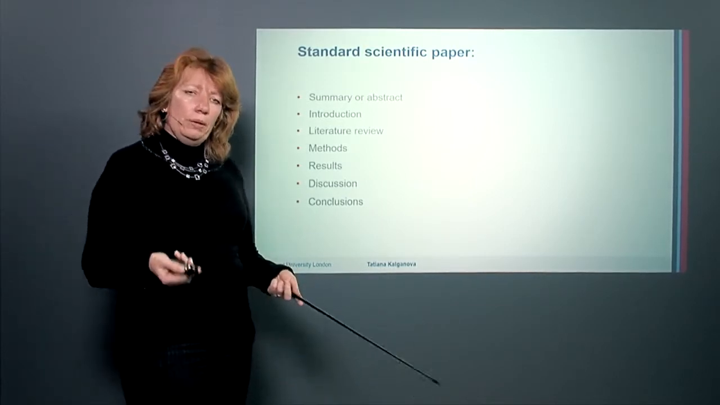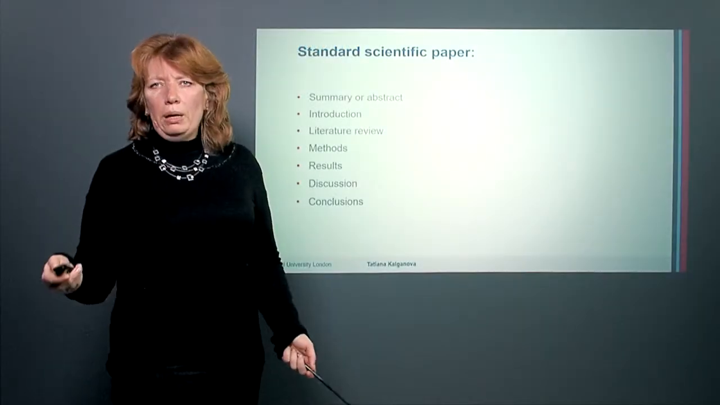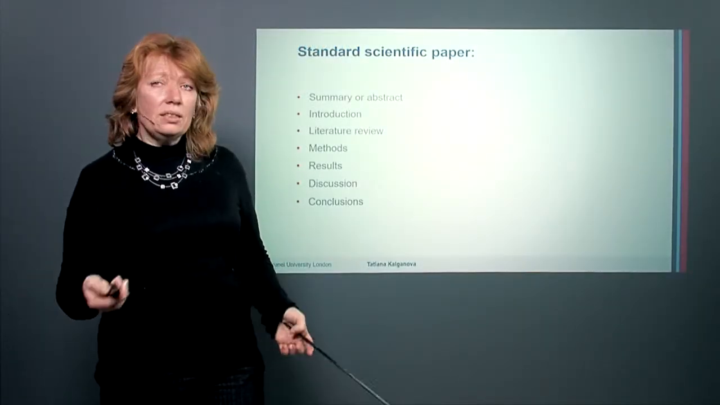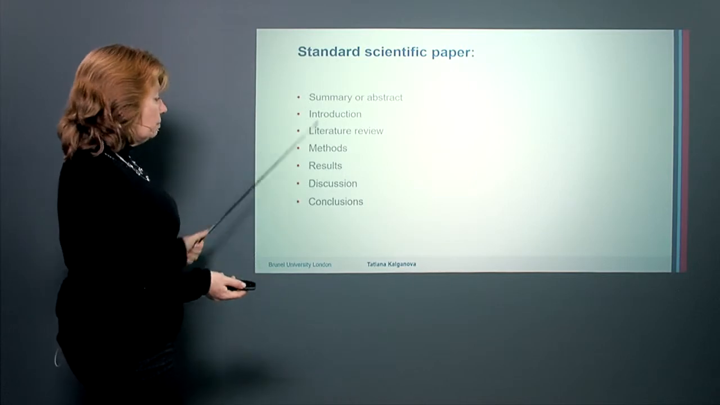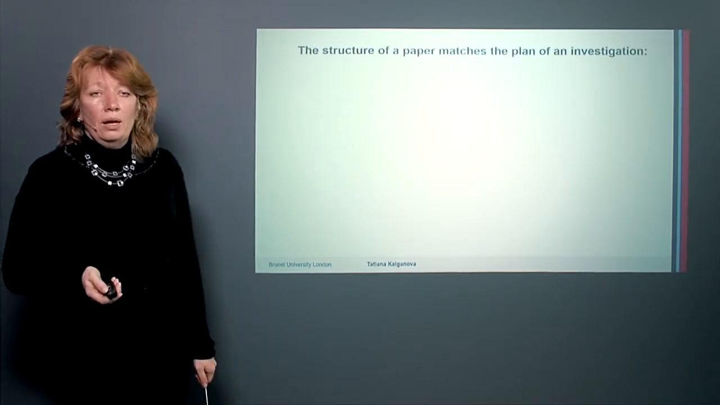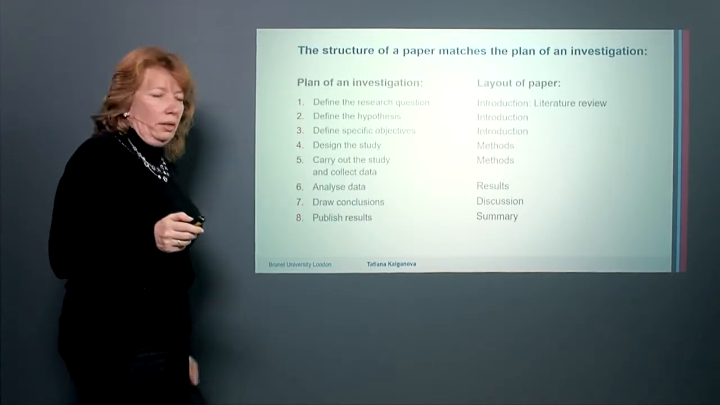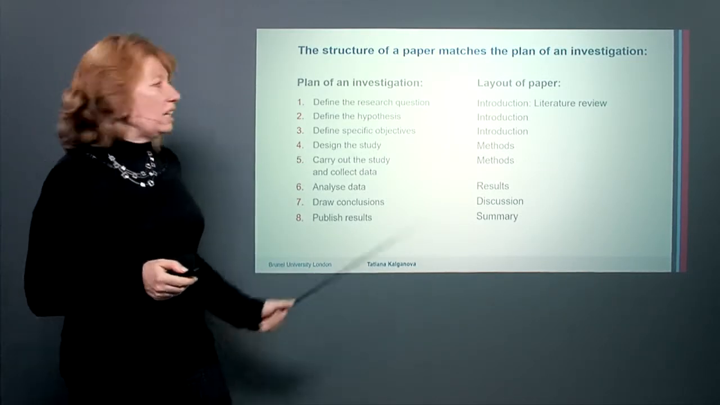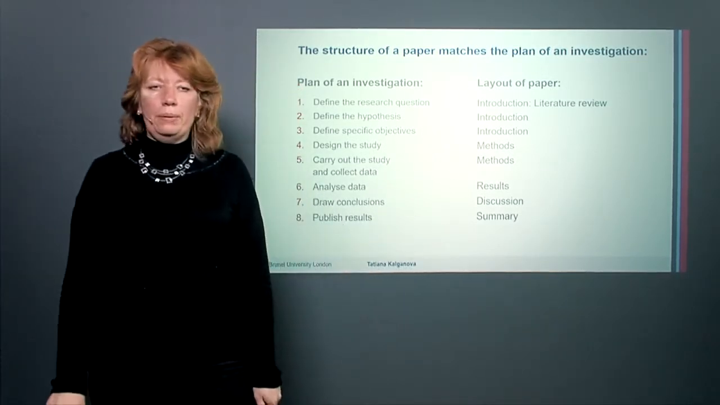If you open your paper, you most likely will find a summary or abstract, introduction, and literature review. Sometimes introduction and literature review are combined together, but they will still have distinctive parts in your research paper. Then there will be methods, results, discussion, and conclusions. The majority of papers in science will follow this direction. What is important and interesting is that our plan of investigation matches the layout of a paper.